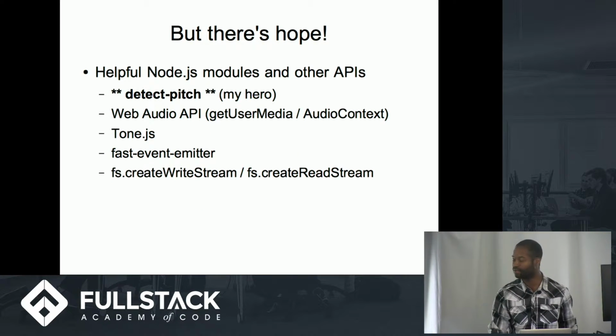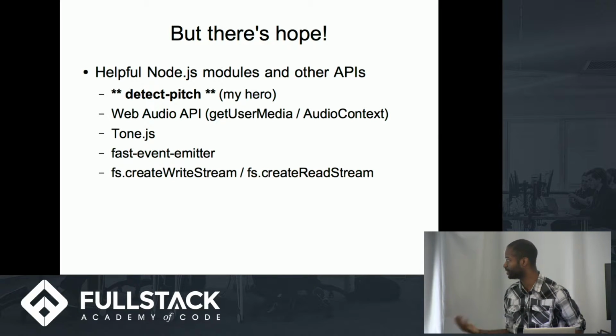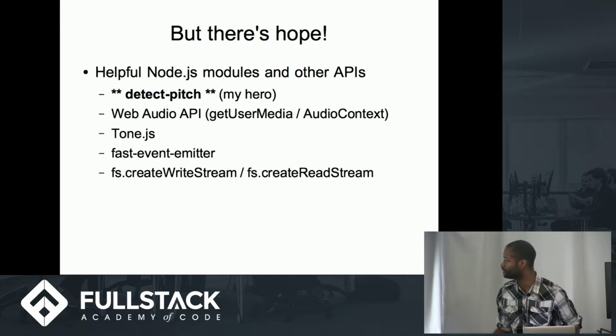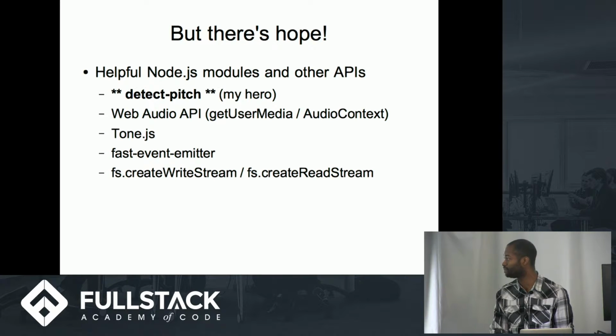But here are some of the tools I use. There is hope, and if I worked on it a little bit longer, I could probably get it a little closer. Detect pitch was probably the most important library I used that you can get on NPM. It basically reads an audio buffer and gives you back the frequency of the note. So obviously that's very important. And for recording sound and getting that input, the Web Audio API, which is built into basically all browsers, can get your microphone working and get the audio input.